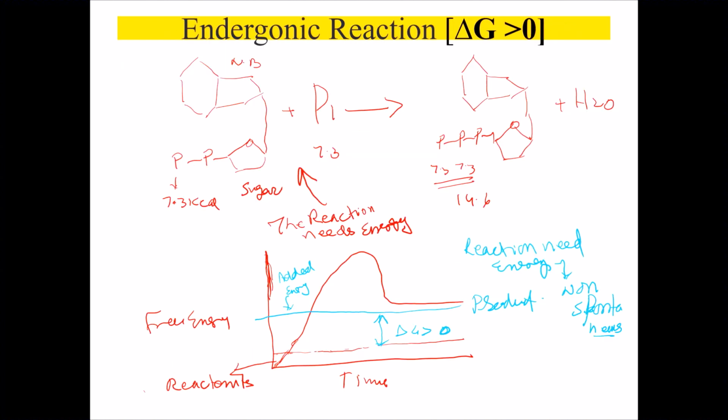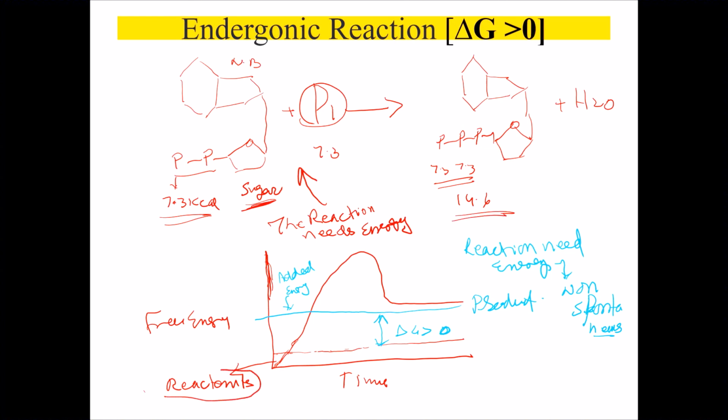And this is an endergonic reaction. See, nitrogenous base, phosphate, inorganic phosphate, and ATP, 7.3 kilocalorie. Say, for example, the reaction needs energy. Say, for example, it's coming from the sugar. It needs energy, and the final product is the endergonic reaction.